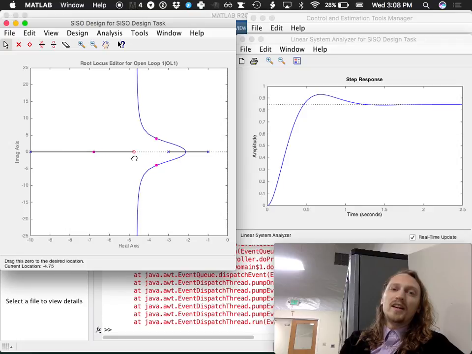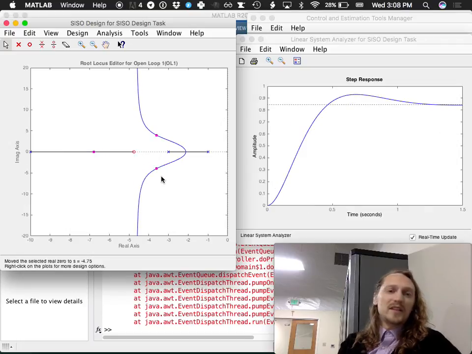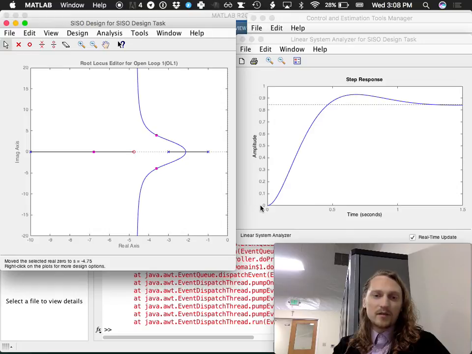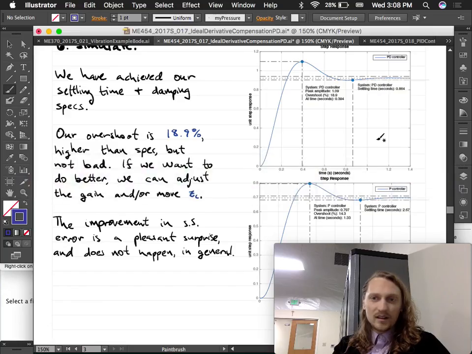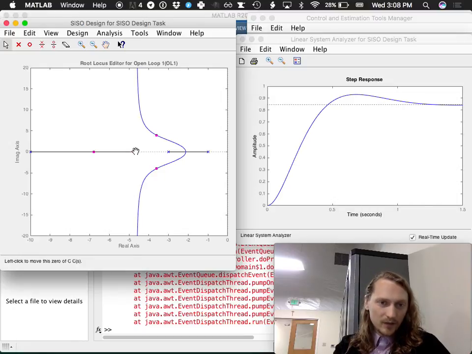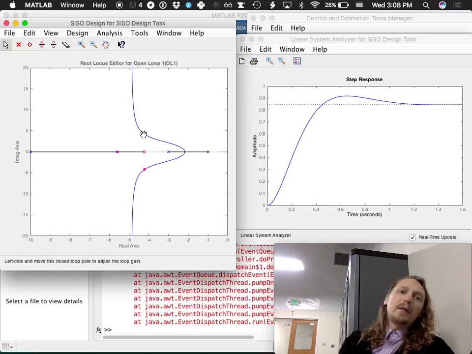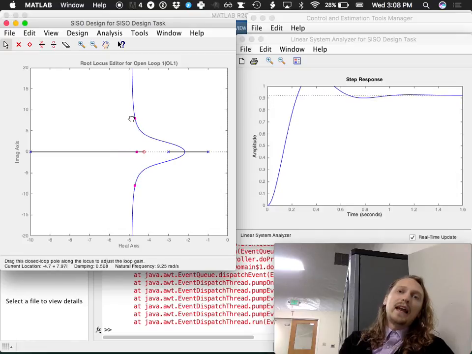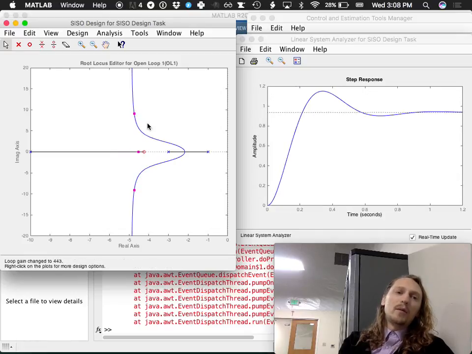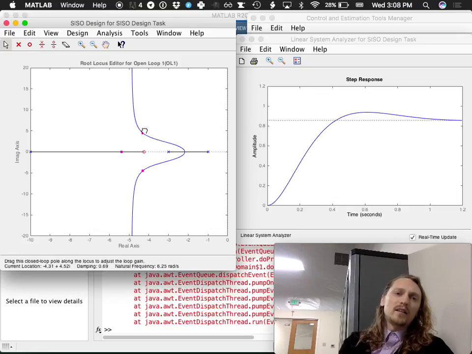But where do we stick it? We stuck our zero at negative 4 point something. 4.25. So negative 4.25. Pretty close. And then we adjust the gain around. So what did we choose for our gain? 80 something? 82.3. Oh yeah.